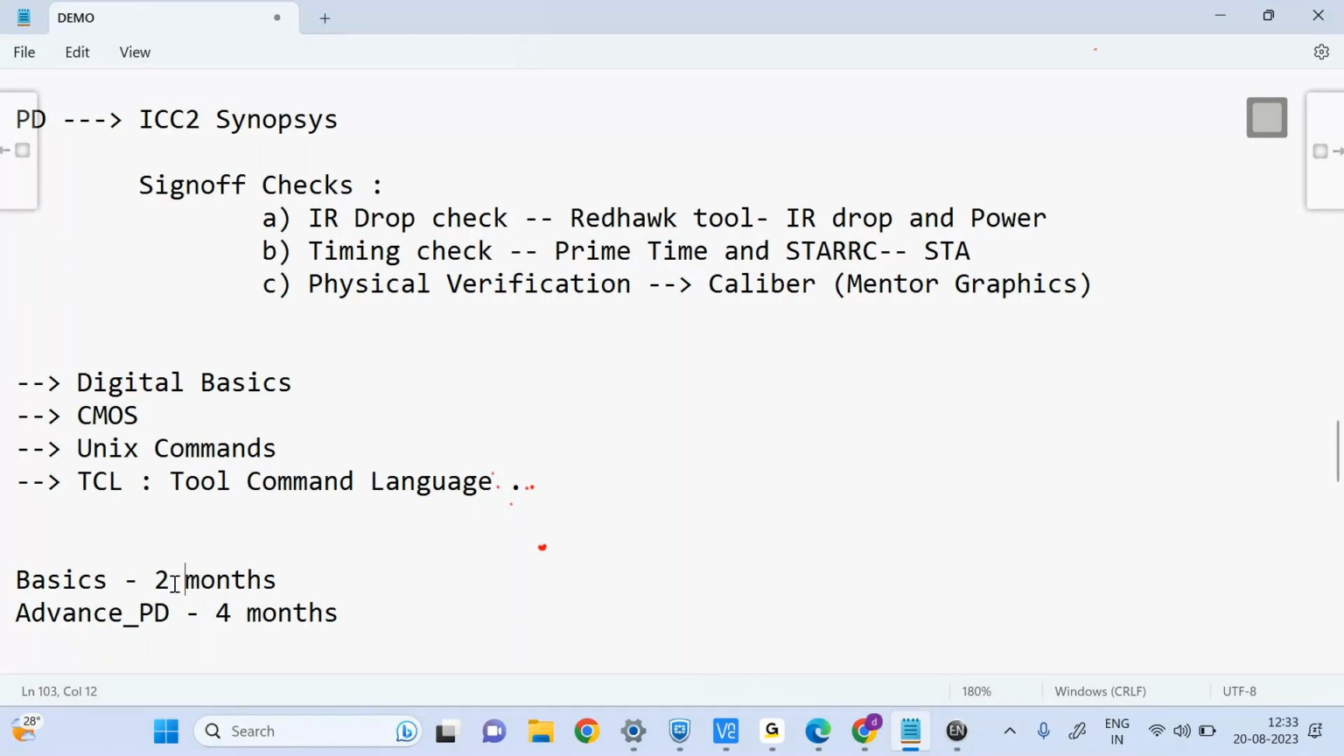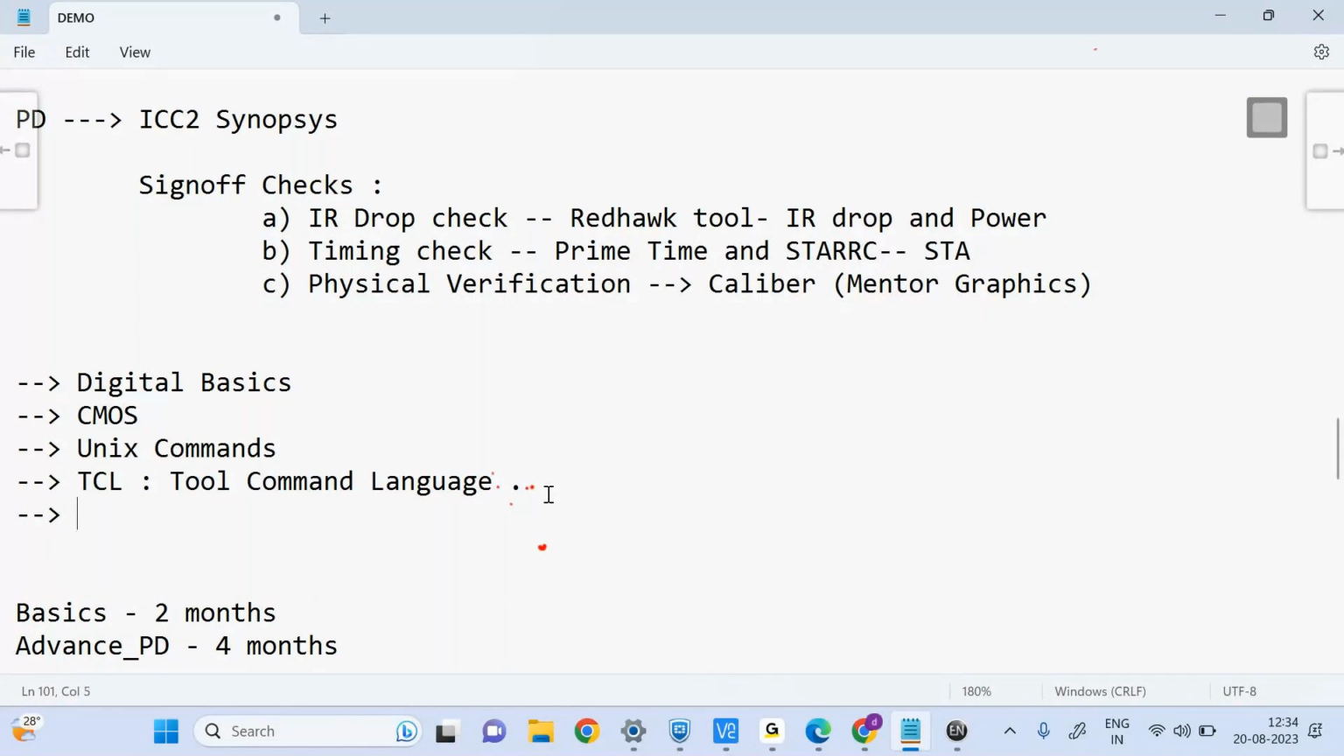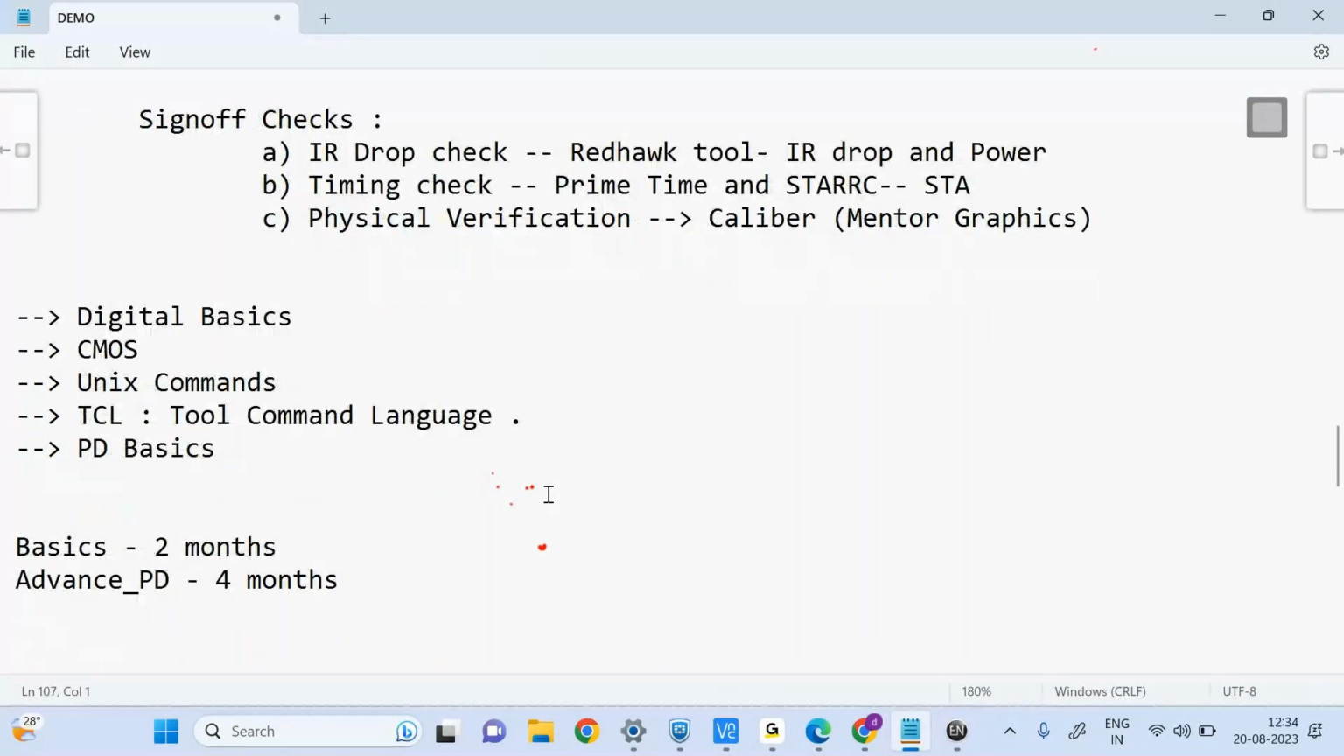Basics will happen all days, Monday to Saturday, and Sunday will be the holiday. Every day 3 hours of basics will be done. First they will start with digital, then Unix, then TCL, then CMOS. After that, we'll also do some PD basics. What do you mean by transition? What do you mean by cell delay? Some PD basics we'll do. This is done for 2 months, and the remaining is done for 4 months.